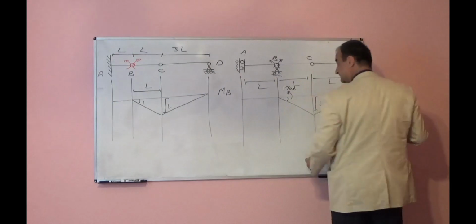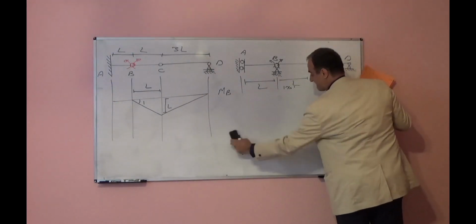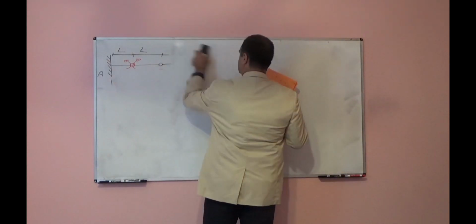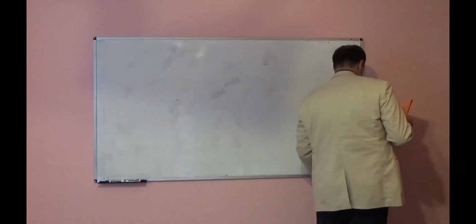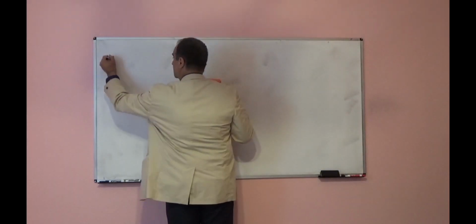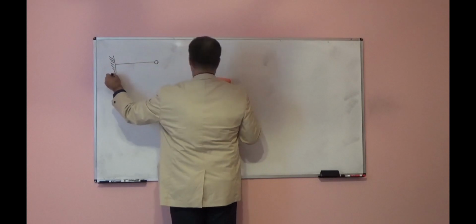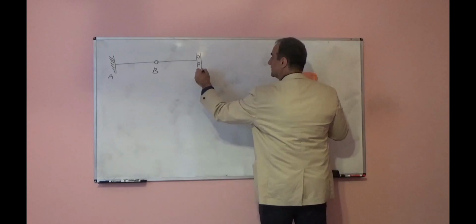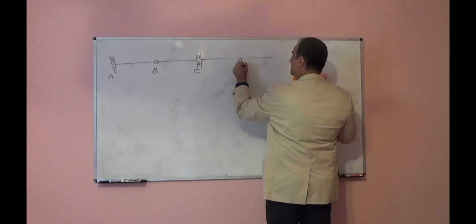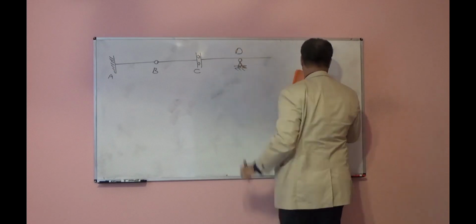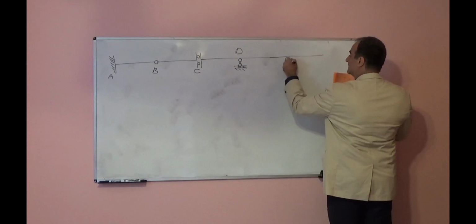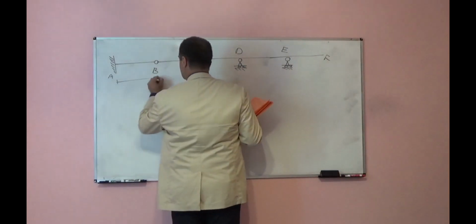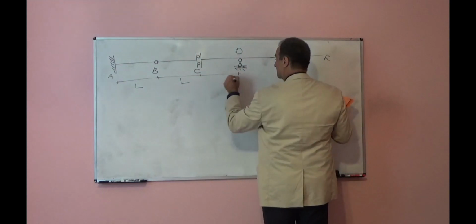Next example. We have this beam. A, B, this is shear connection C, support D, support E, point F, and length L, L, all of them, it is L.